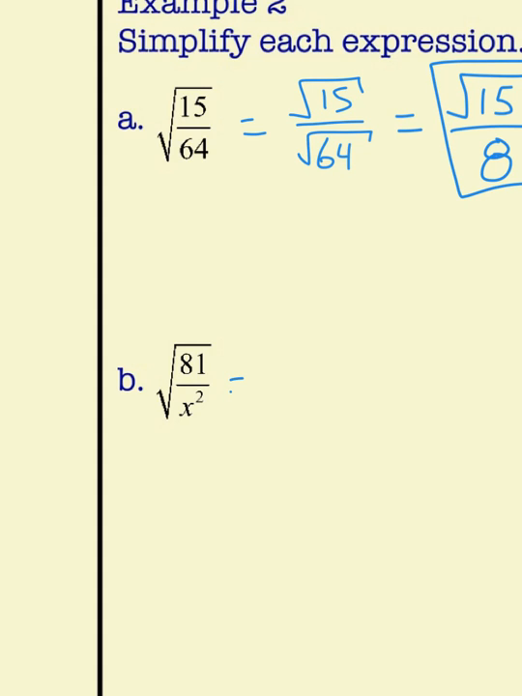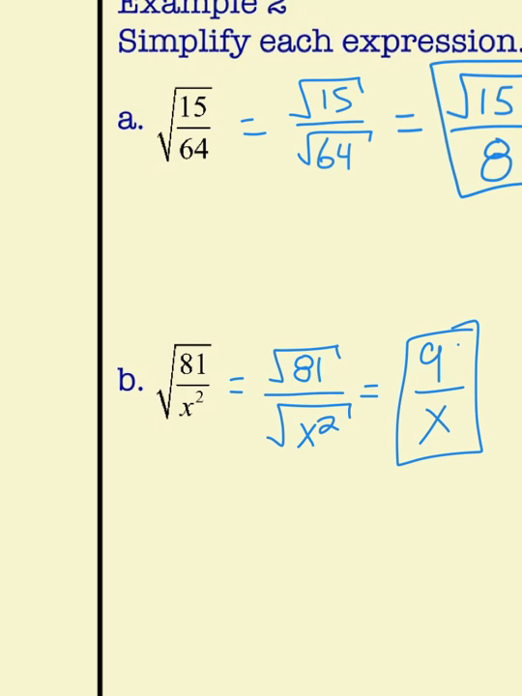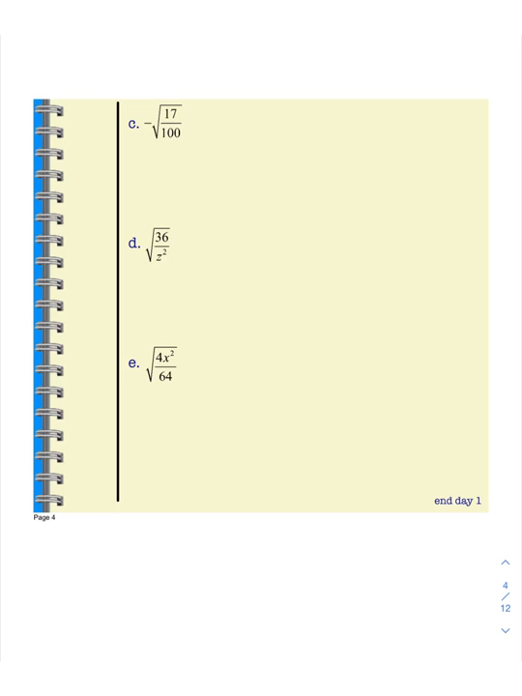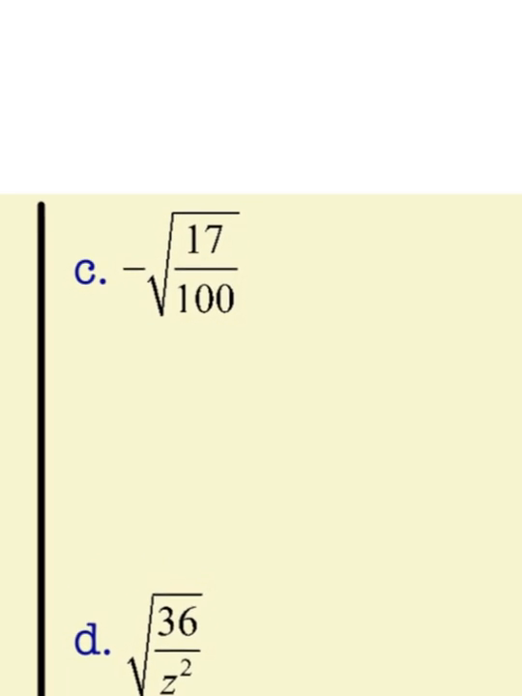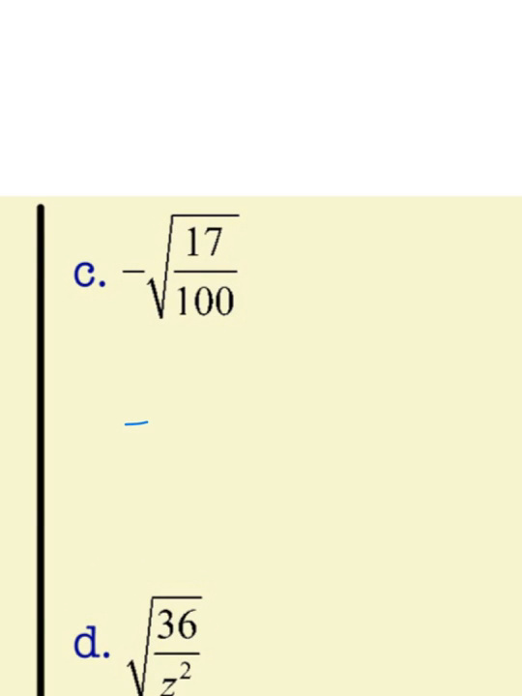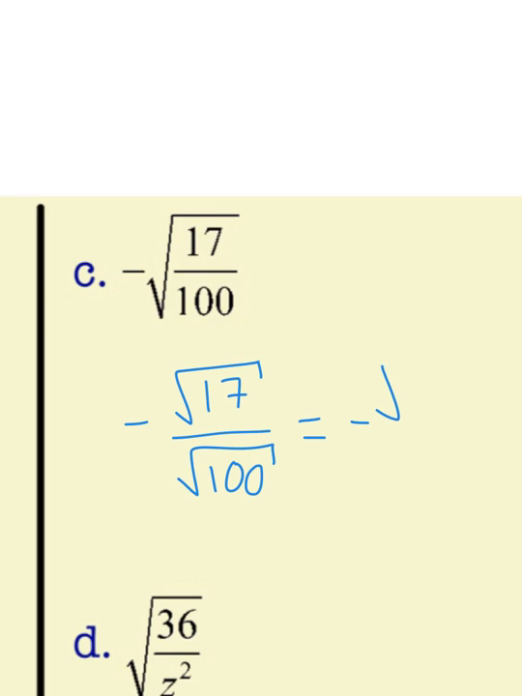And b, square root of 81 over x squared, we're going to break into the square root of 81 over the square root of x squared, both of which are perfect squares. So I have 9 over x as my final answer. And C, D, and E here are just a continuation of the last example. The negative square root of 17 over 100, we're going to break into negative square root of 17 over the square root of 100. And 100 is again a perfect square, so I can keep this as negative square root of 17 over 10.